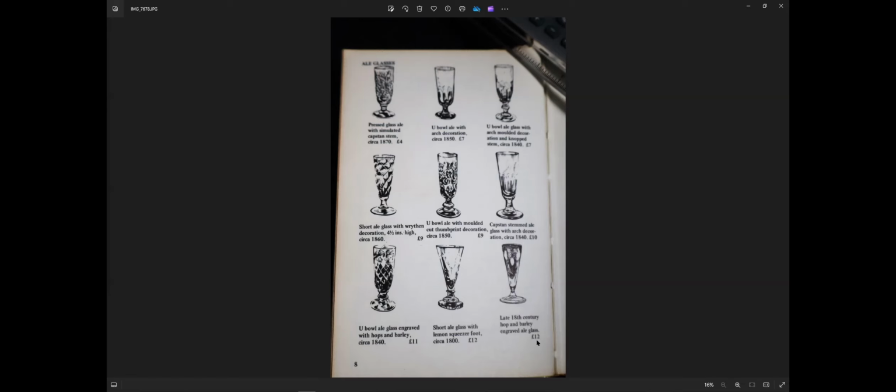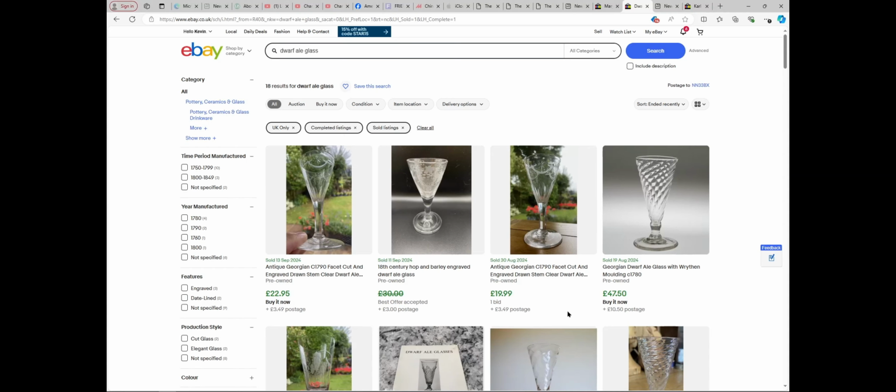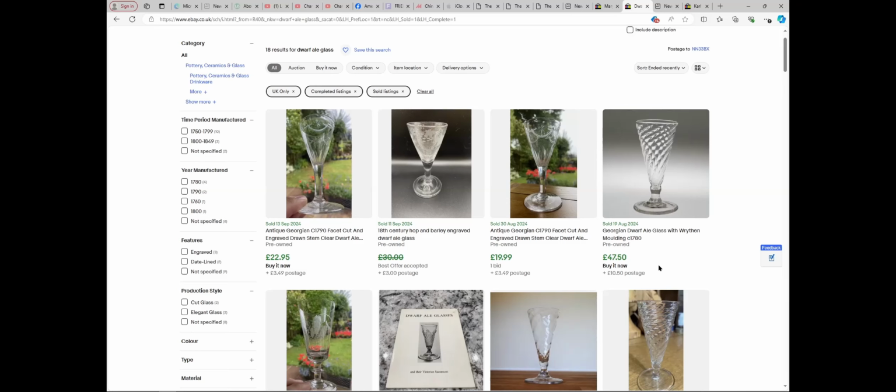So let's just see where we go with this anyway. My maths is terrible, so I'm doing it on the fly. But we've got an idea: 8 times that and 8 times that as well. Anyway, I can't see what I'm doing here. Here we go. This is a sold page for the UK, and we've got this dwarf ale glass. He's got 1780. I think that might be ambitious. Sold it for £47.50.